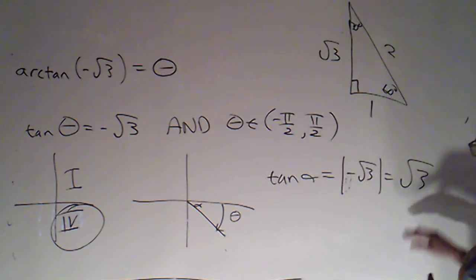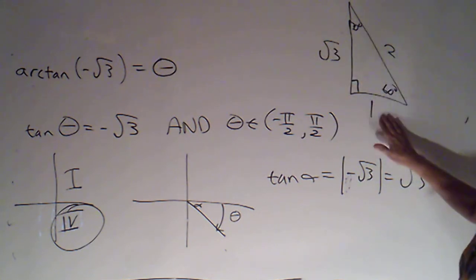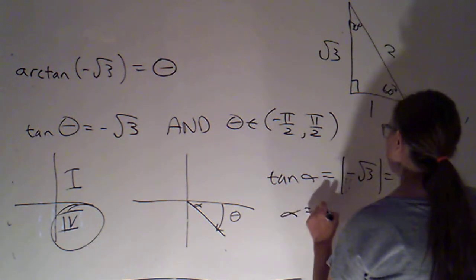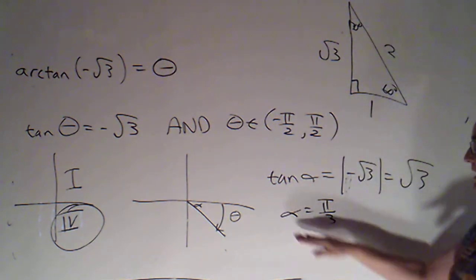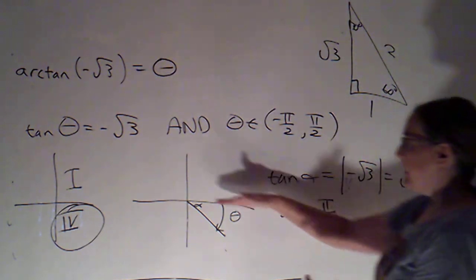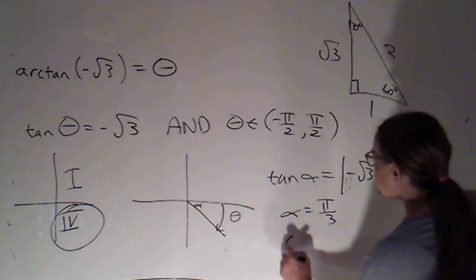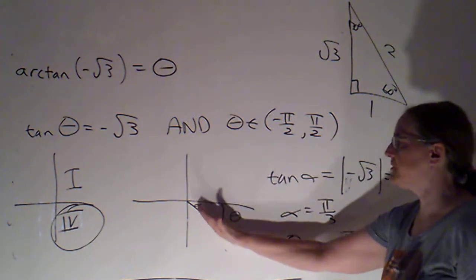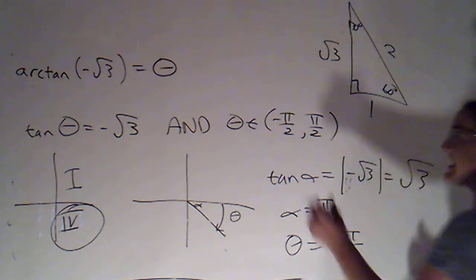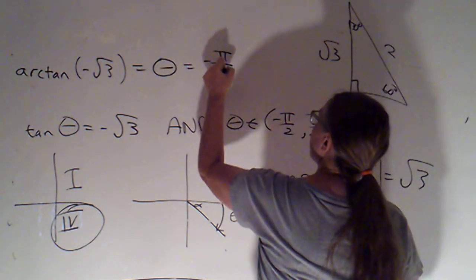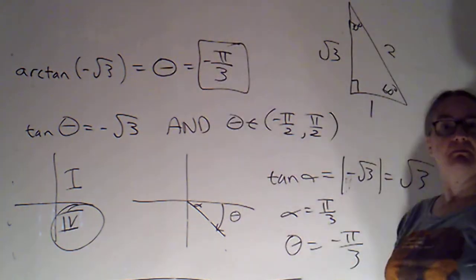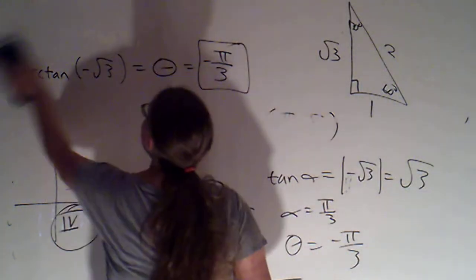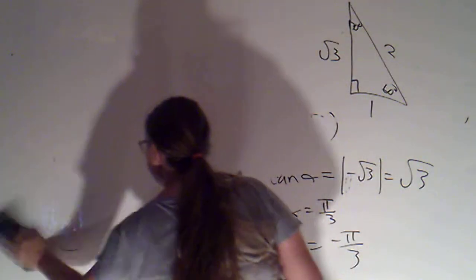In order to get tangent of root 3, notice that would be root 3 over 1. So that's 60 degrees or pi over 3. So alpha is pi over 3. That was my reference angle. Theta is the opposite of pi over 3 because I've got to get into quadrant 4 by rotating in the negative direction. Fabulous. Okay, so I'm going to give you a couple of problems to try.